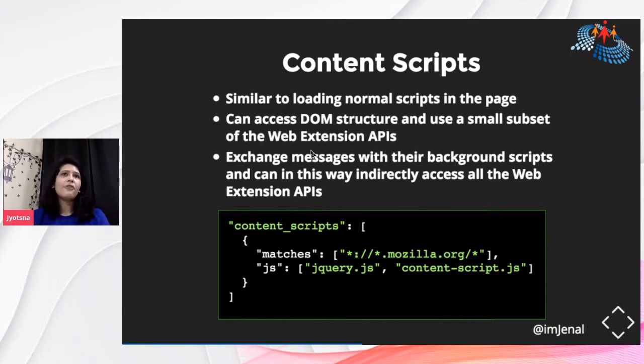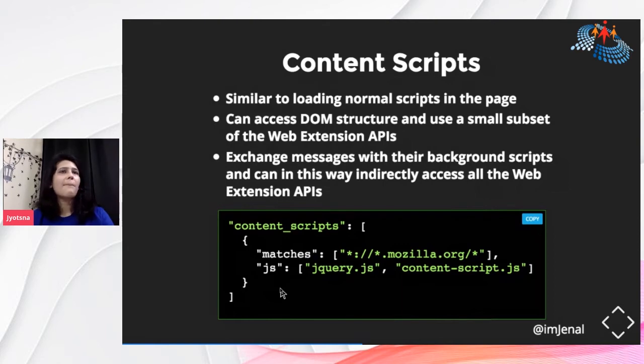But if we want to use the other APIs, which cannot be accessed directly by the content scripts, then there is a hack, basically. What you need to do is send a message to the background script, and the background script will indirectly access all the web extensions APIs, and then send the response, which in return will be sent back to the content script. So basically you are exchanging messages through the background scripts to access some of the APIs indirectly, which the content script doesn't have the permissions to access. So this is what content scripts look like.